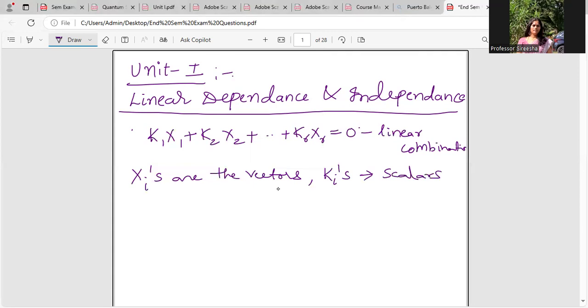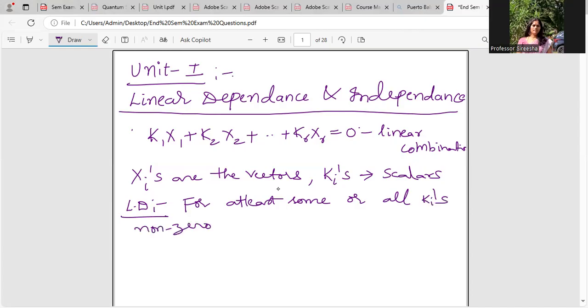Now, if this linear combination goes to 0, for linear dependence the condition is that for at least some or all ki's non-zero, the relation, let me denote this by Roman 1, is satisfied. The definition looks complicated, guys, but the concept is very simple.